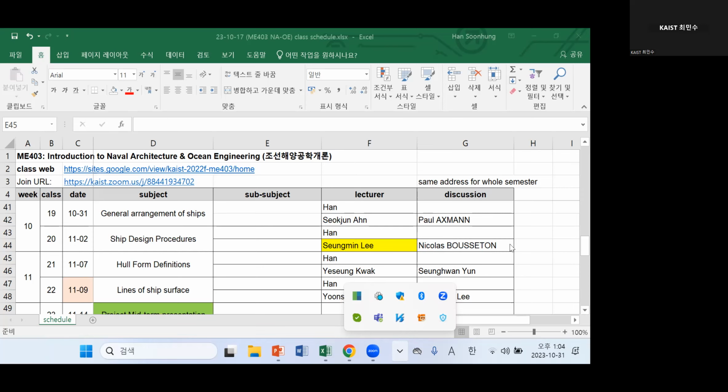All right, so today we will start the ship naval architecture textbook. First time. So I will cover the general arrangements, first part, and Sabgun will cover the second part, and then Paul Axman will lead the discussion. Any questions still? Or other items? No. Move on.